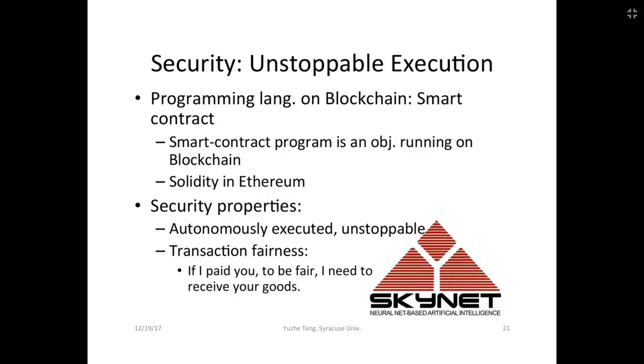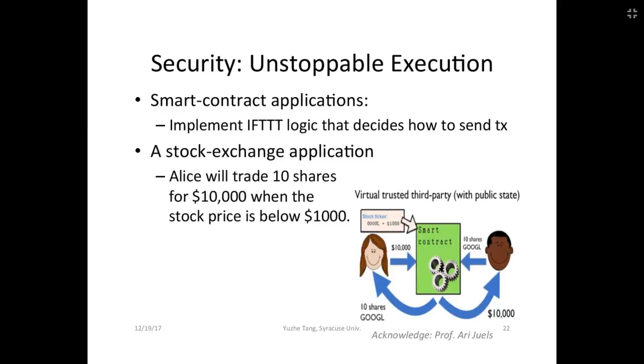And this unstoppable execution is very useful when it comes to transactions. So in a transaction, when I pay you something, in order to be fair, I need to receive something in return, right? So if the execution of the smart contract can be stopped in the middle, then I already paid, but the program stopped before I receive the good from you. Then this will result in an unfair situation when the sender already sent the money, but does not receive the product from the receiver. Unstoppable execution is very useful to ensure this transaction fairness.